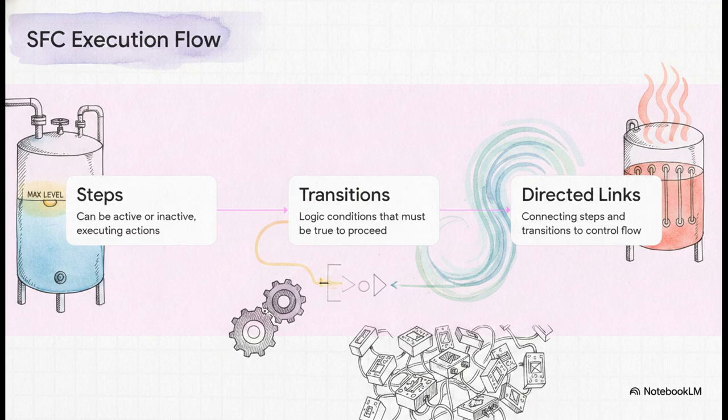The way SFC execution flows is incredibly logical. The system rests in an active step, executing a specific action, like filling a tank. Right below that is a transition, which is a logical condition, like a level sensor activating. Once that condition is true, a directed link seamlessly deactivates the current step and triggers the next one, effectively replacing those old complex relay interlocks.